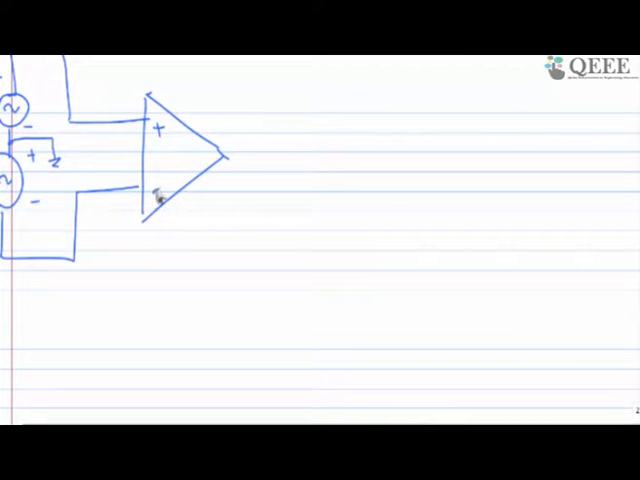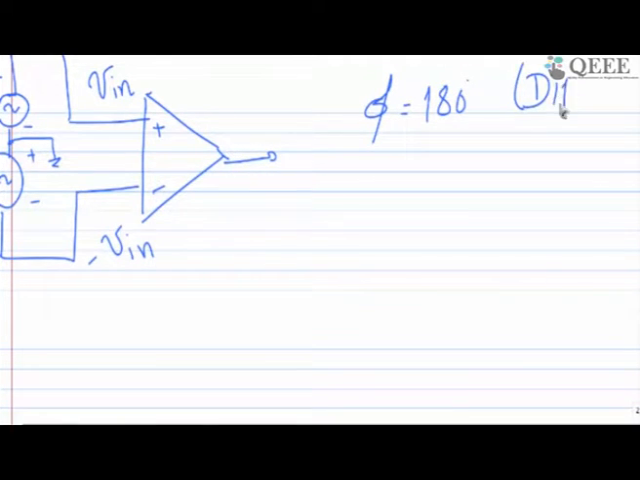So one signal is V in and another signal is minus V in, or you can say that the phase difference is equal to 180 degrees for the case of differential. Single-ended, of course, has only one terminal, so you are going to give only V in or maybe minus V in. There is no difference between plus and minus. So in effect, you are going to give a 180 degree phase shift between the two terminals.